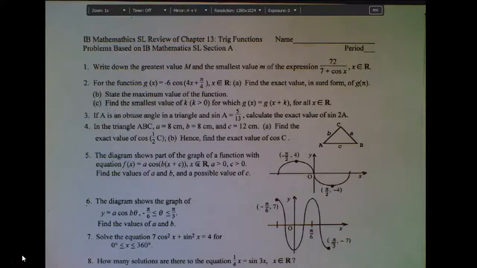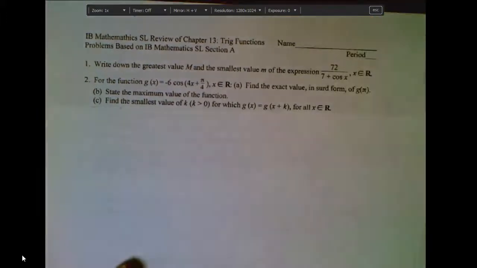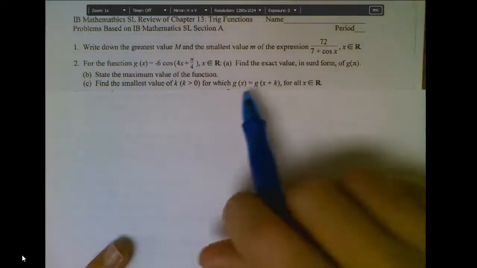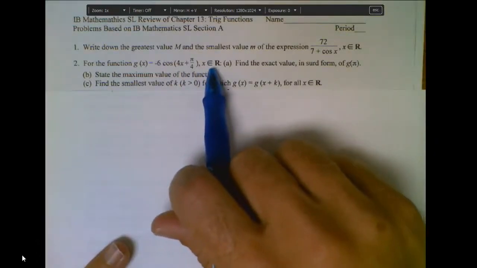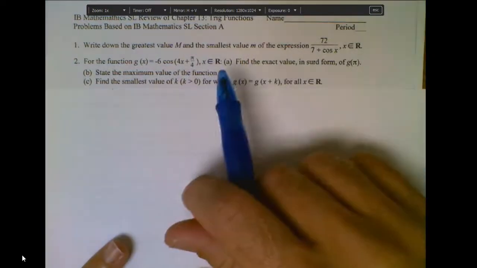All right, here we go with Chapter 13, Worksheet A. Just going through the assigned problems here. So starting off with number 2, we're given a cosine function. As typical notation, x is an element of the real number system, which it always is. So that's just common notation.